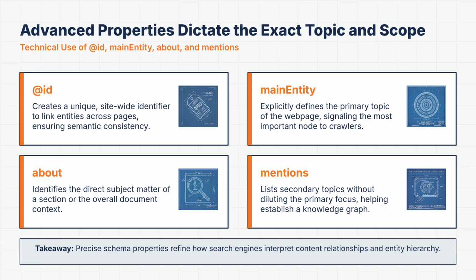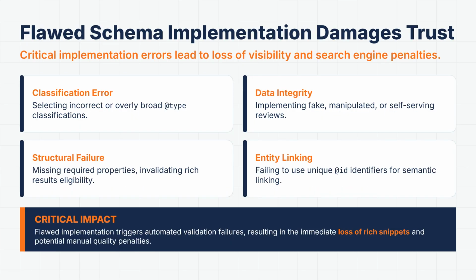These allow you to explicitly define the scope and focus of your content for the search engines. Avoid common pitfalls like incorrect classifications, poor data integrity, or missing properties. Flawed implementation doesn't just confuse machines, it can cause you to lose your rich snippets and trigger penalties.